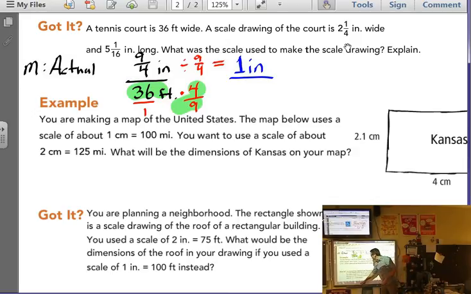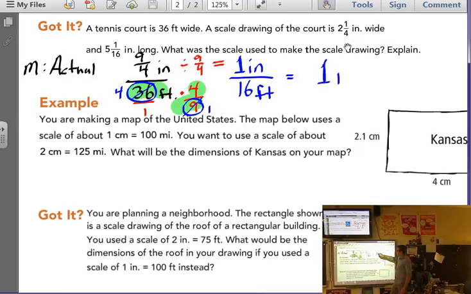What Monica just pointed out is we can cross reduce here. The 9 and the 36 can be cross reduced by 9. So this can become 4 and this can become 1. Now you don't have to do that. It just makes it easier. So now this becomes 16 over 1, which over 1 means nothing. So our scale factor is 1 inch is equal to 16 feet.